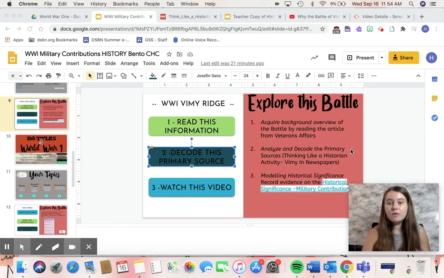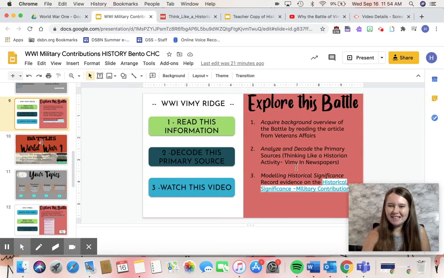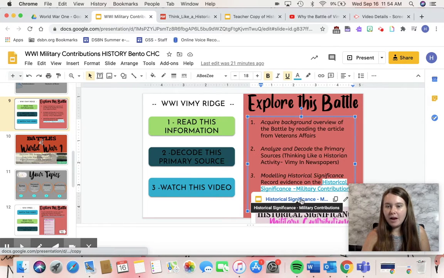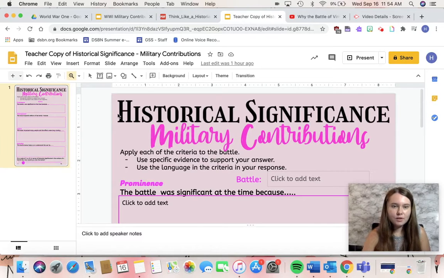Okay, so let's go over the historical significance chart together and what you have to do for this. If we go here, move the slides, there we go. It says modeling historical significance, record evidence on the historical significance military contribution. If you click this, it will bring up a Google Slides that you can edit and add your text into. I already have this open here. So this is what it looks like.